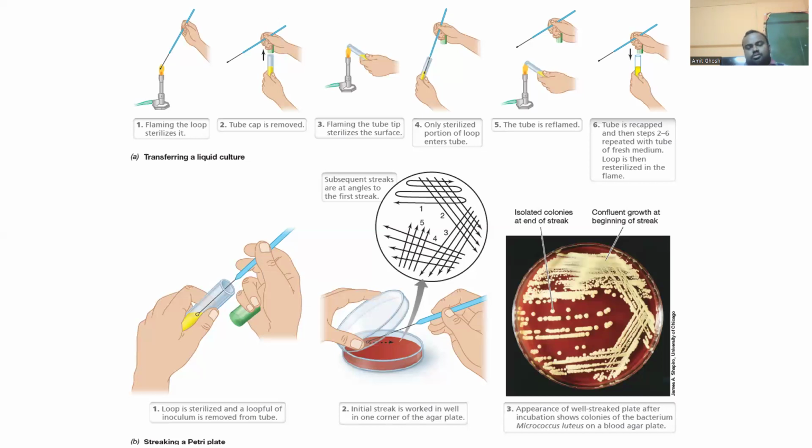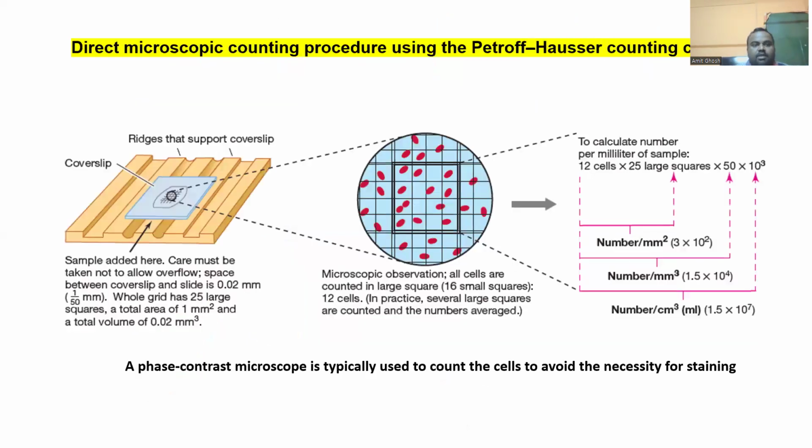So this slide expresses how you can transfer a liquid culture and streak a plate. Next, we learned how microorganisms grow on media, how to transfer a culture medium, and how to obtain a colony. We already discussed previously that microorganisms can also grow in liquid culture. But now we are going to discuss how you can count the microorganisms.